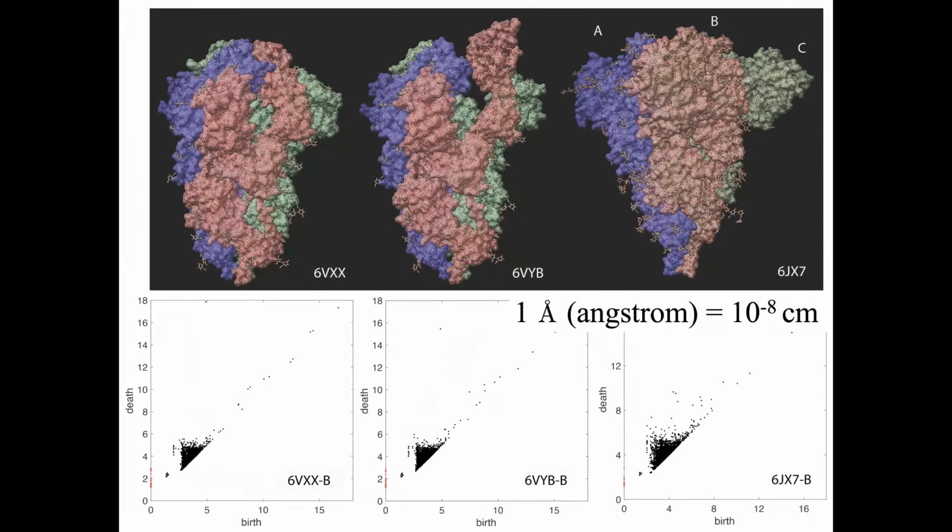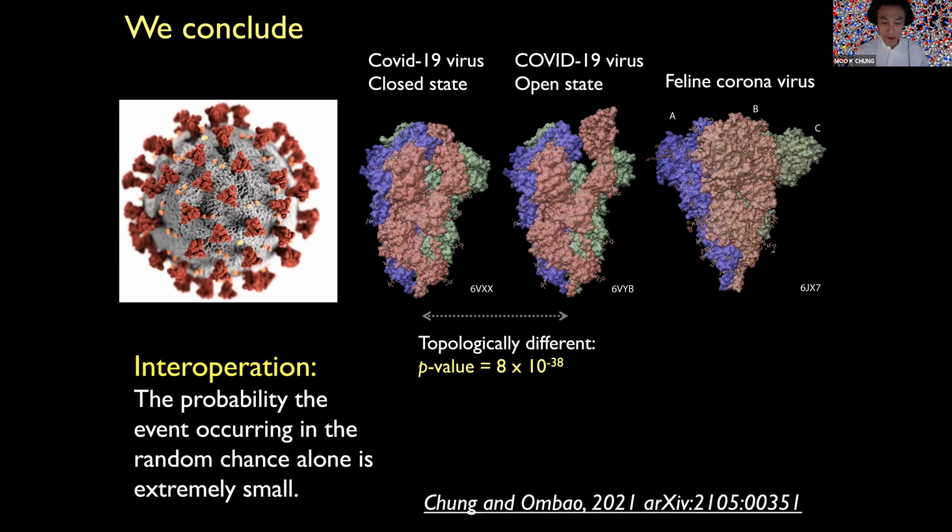So this is how we get it, and that's how we compute the p-value. And how do you interpret this p-value? Well, it's the probability of the event occurring by random chance alone being small. I don't know whether this statement makes sense to you, so I try to explain this in casual language rather than statistical language. So this probability is very small.